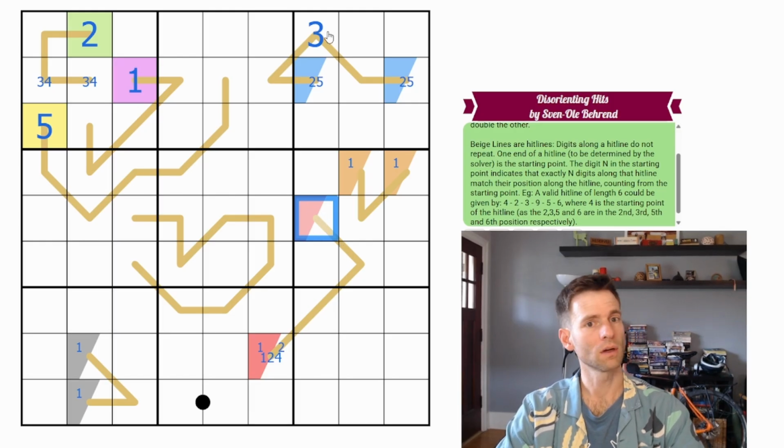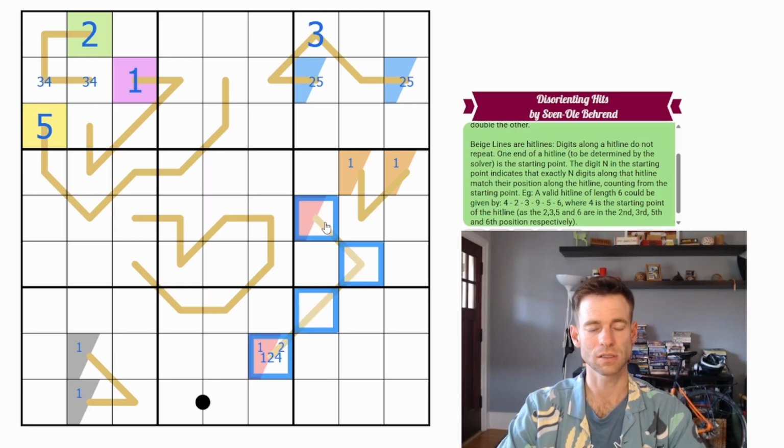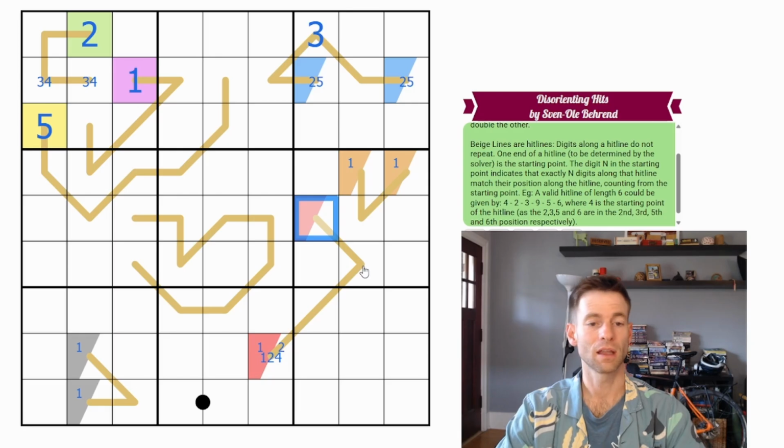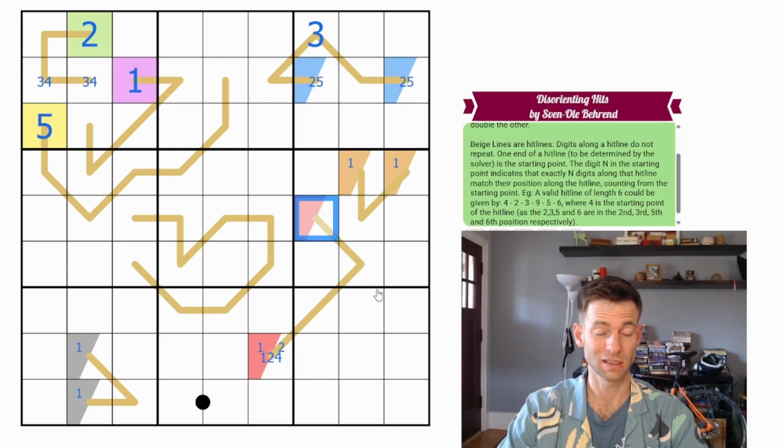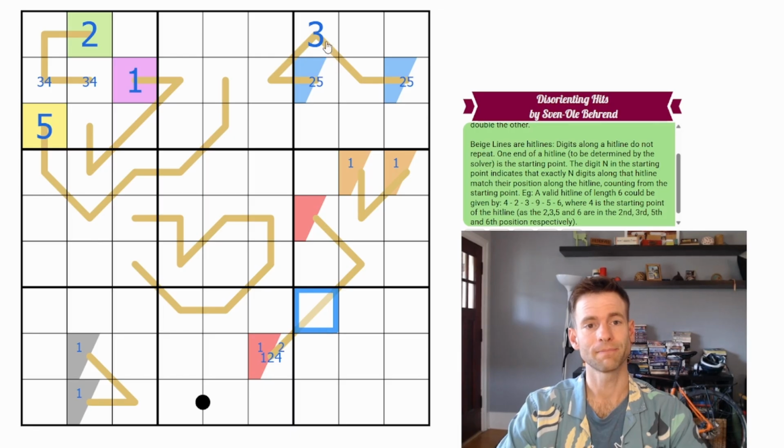No, it can't. Because this 3 rules this square from being a 3. Because if this was the starting point and was a 2, then neither of these match. We need two of these digits to match their positions. This can't, because this is a 2, and then this therefore is not a 2. So then this would have to be a 3, and it can't. So this is not the starting point. This is the starting point.